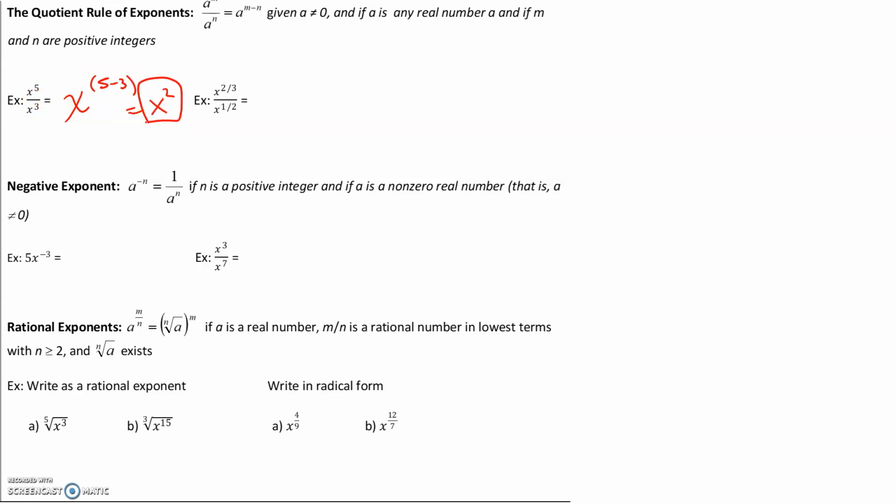Okay, so that's the how. Now why? Like, why do we do this? Well, x to the 5th, it means we have 1, 2, 3, 4, and 5 x's. X cubed, it means we have 1, 2, and 3 x's.